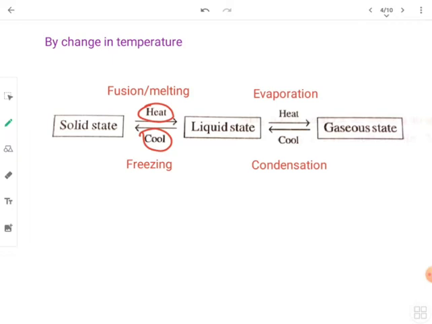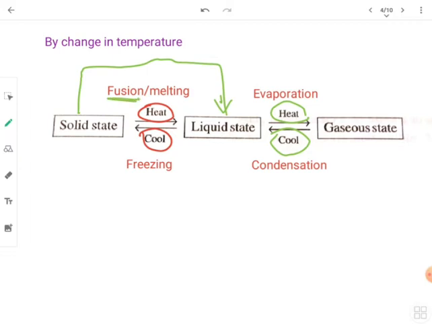And similarly, when you change a liquid state into the gaseous state, again you are heating it up, and for the reverse process, you have to cool it. Now these all four processes have specific names. For example, when there is a change from solid state to the liquid state, that is known as melting. The other scientific term for it is fusion.